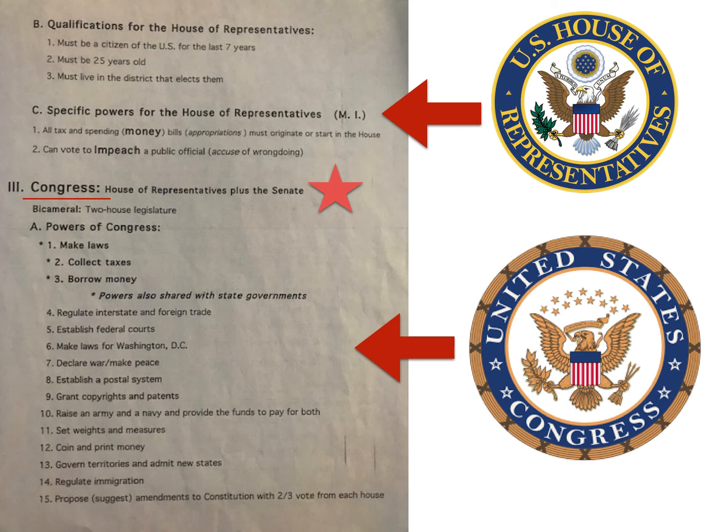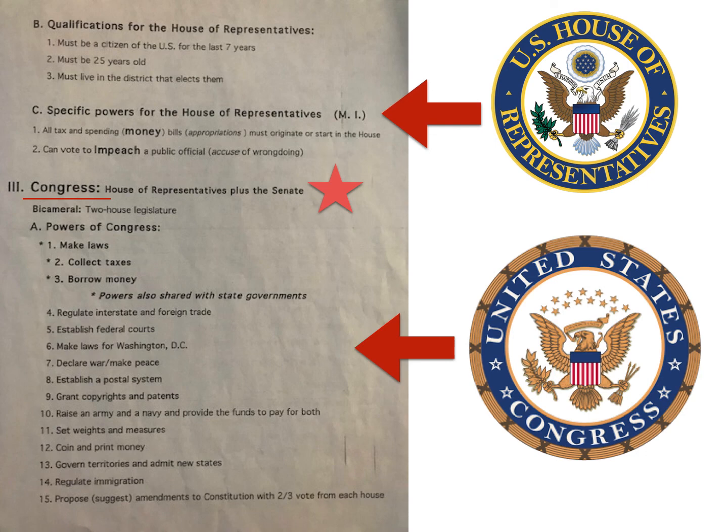All money bills must start in the House of Representatives, so look over that line. And if you're going to impeach someone, so if you're going to impeach a member of the Supreme Court or the president, remember, impeach does not mean kick out. It just means to accuse of a wrongdoing. Only the House of Representatives can impeach. That is a power that's specifically only the House.